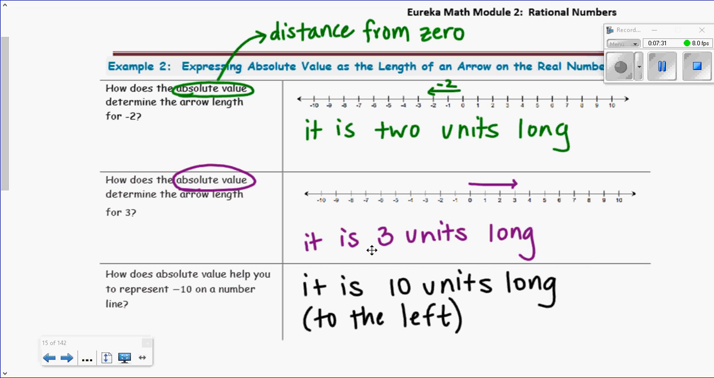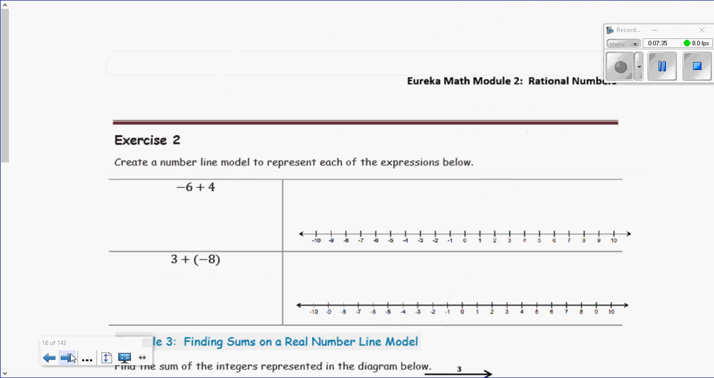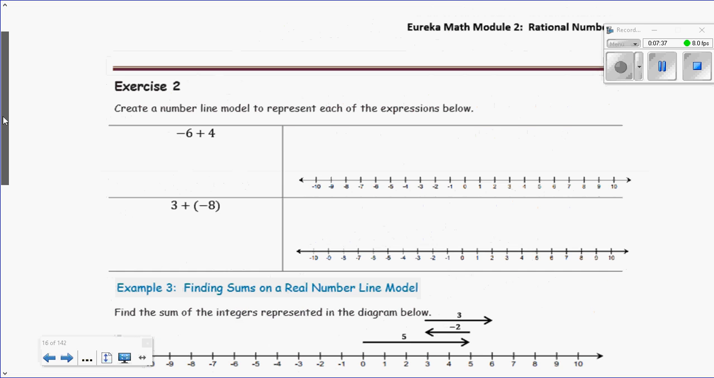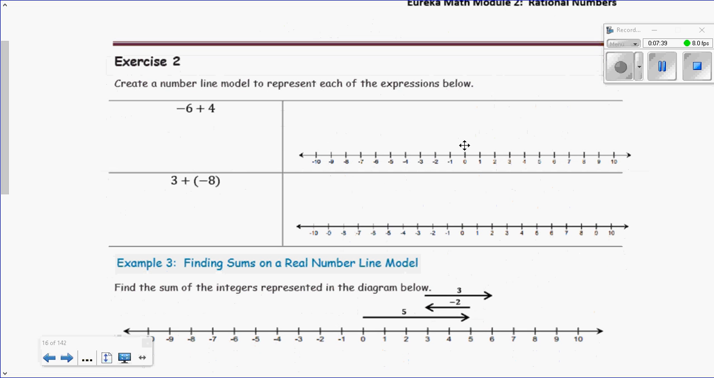Okay, on page 16, I want you to pause this and do exercise 2 by yourself. It should take you about 1, maybe 2 minutes. I want you to try negative 6 plus 4. So I'm going to give you some key words here. This is going to be to the left, and this is going to be to the right, because we have negative, then positive. This one is positive plus a negative. So then you'll move right first, left second. Okay, go ahead and draw the arrows, and then unpause it to see how you did.